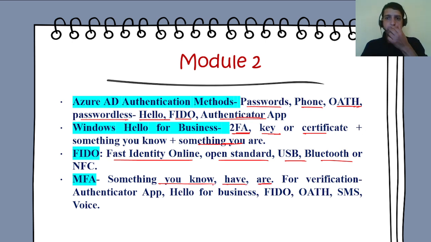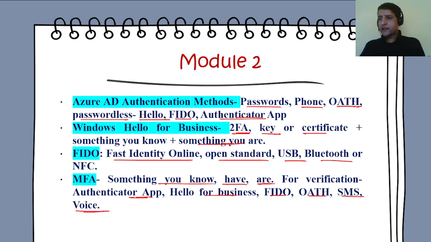Something you know. What do you know? So you know your PIN, you know your password, you know your email address. Or you have a device, you have a phone, or something you are, your biometric. For verification, authenticator app, Hello for Business, FIDO, OAuth, SMS and voice can be used.